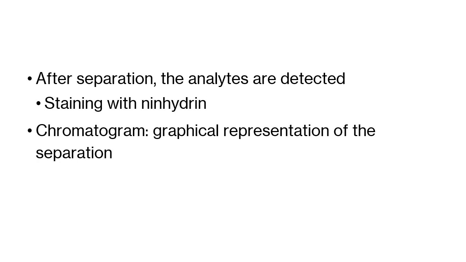Other visualization methods include ultraviolet absorption, fluorescence, and mass spectrometry, among others. But for this, we stained it with ninhydrin. Your amino acids are stained with ninhydrin, and when it turns purple, then that is your amino acid.